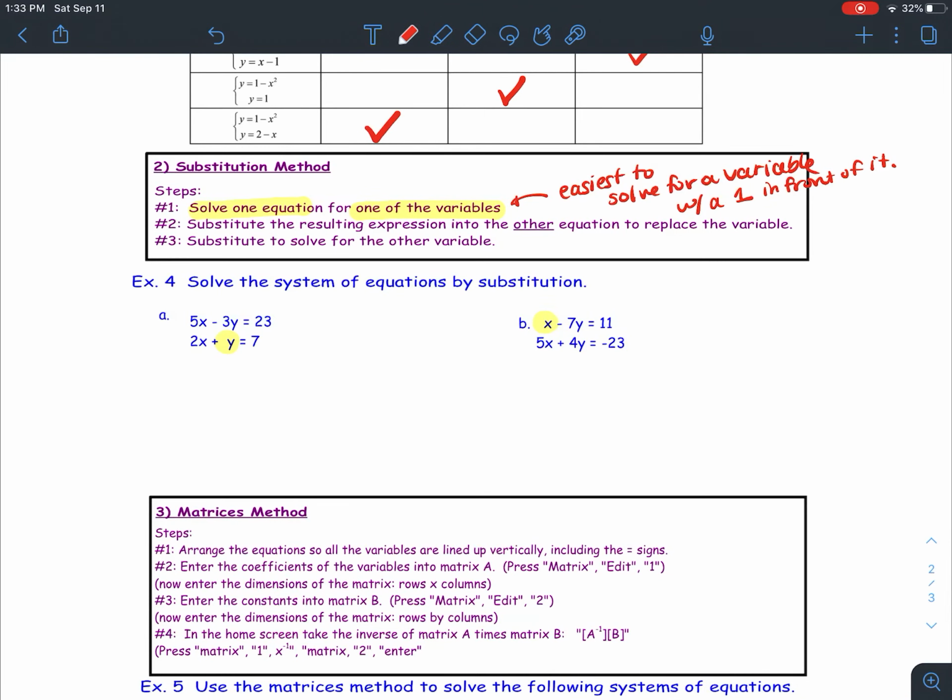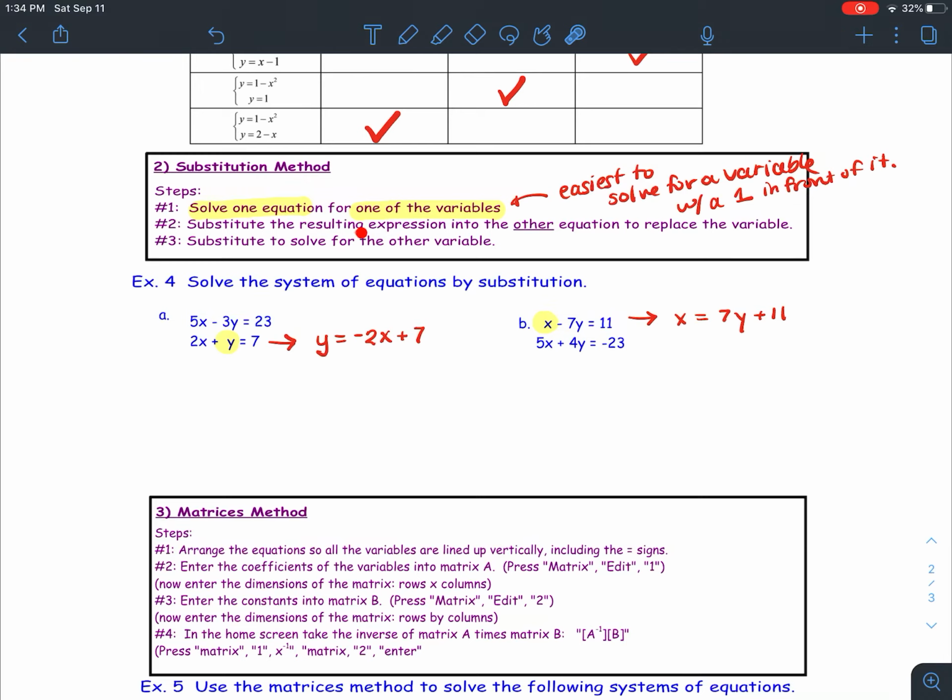So the easiest way to do these problems is to choose to solve the equation for the variable that has a 1 in front of it. So I'm going to do that for both of these equations. I'm going to solve the first problem, that second equation for y, and in the second example, I'm going to solve that top equation for x. Okay, now look at the second step.